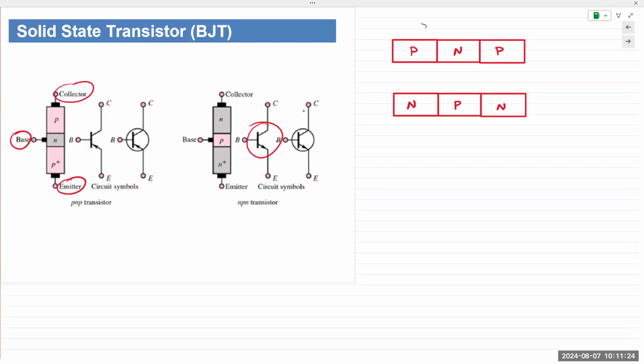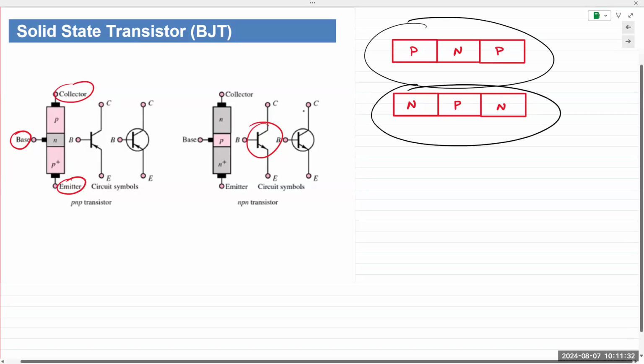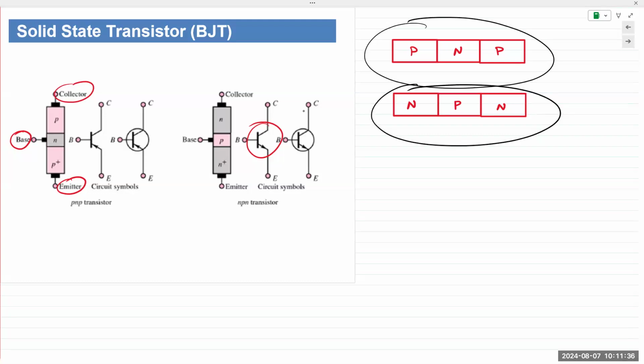So in a PNP transistor, you have an N-type junction in the middle of a P-type material. And in an NPN transistor, you have a P-type material between two N-type materials.